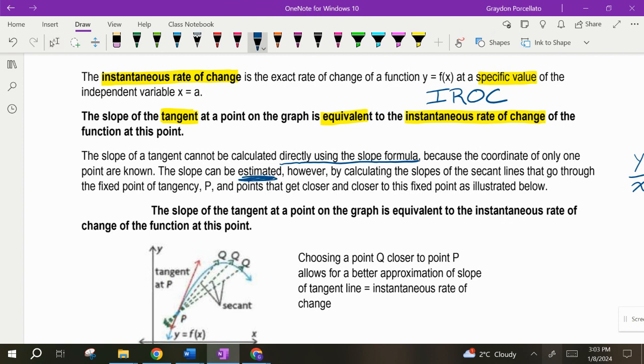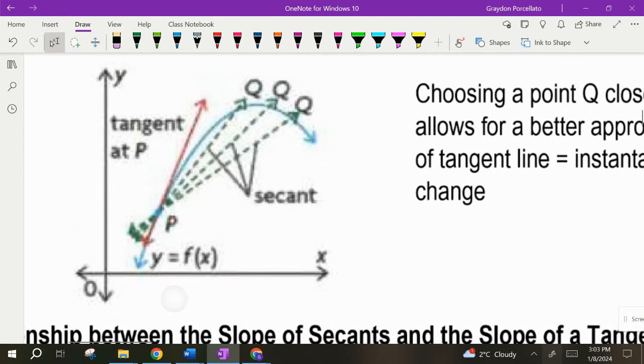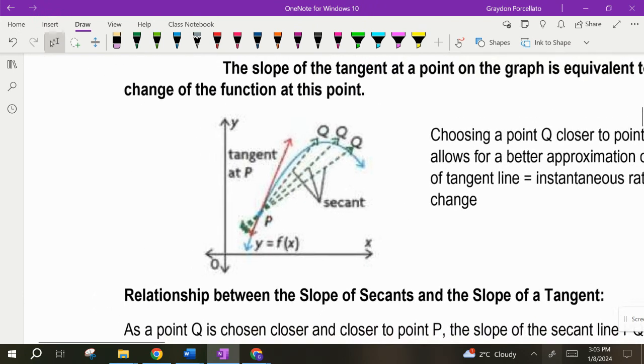By calculating the slopes of secant lines that go through the fixed point of tangency and points that get closer and closer and closer to the fixed point. So the idea here, and I'm going to zoom in on this in just a moment, but if we look at this graph here, now it's a little blurry, but our function in this graph is our blue function here, okay, our blue line, our blue curve.